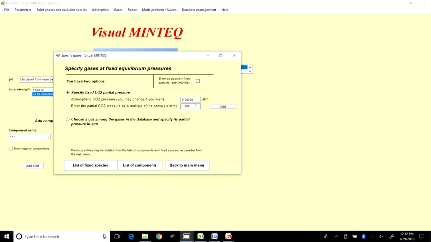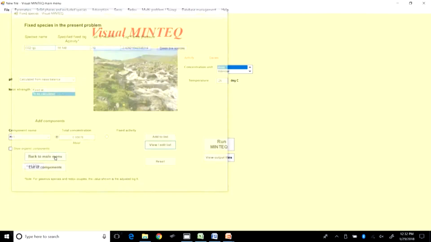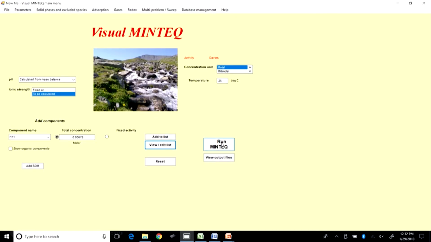For example, if it was 7.6 into 10 power minus 4, then I can change this to 2, right? But here it's just 3.8 into 10 power minus 4, which is similar to our question. So I'm just going to leave that as 1. I'm going to add that, right? So if I look at the list of fixed species now, there's going to be an additional species which is carbon dioxide, right? And back to main menu, and now I'm going to run Visual MINTEQ, I guess, yes.